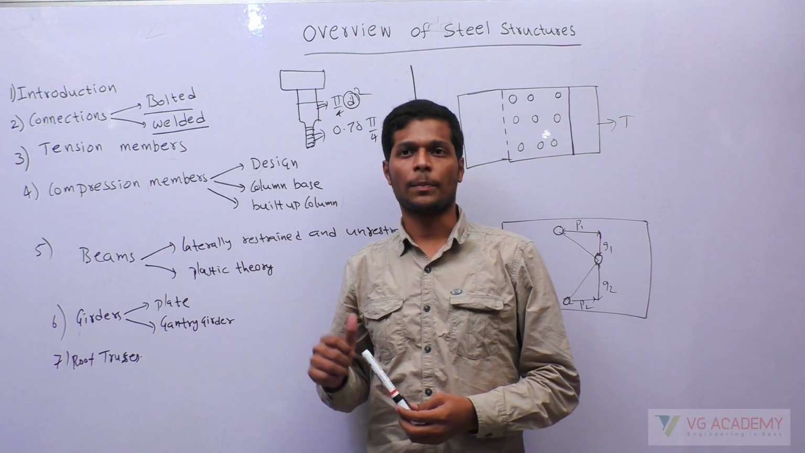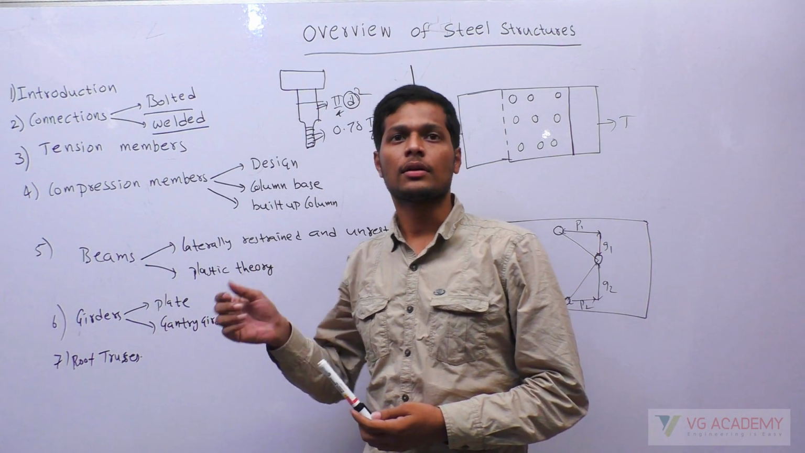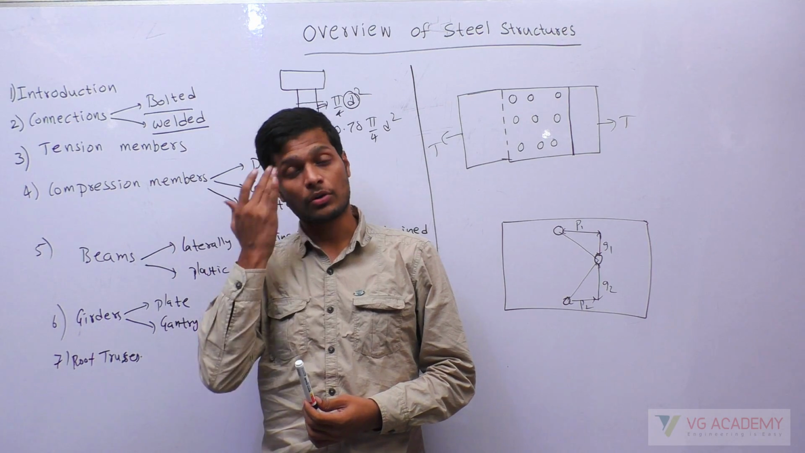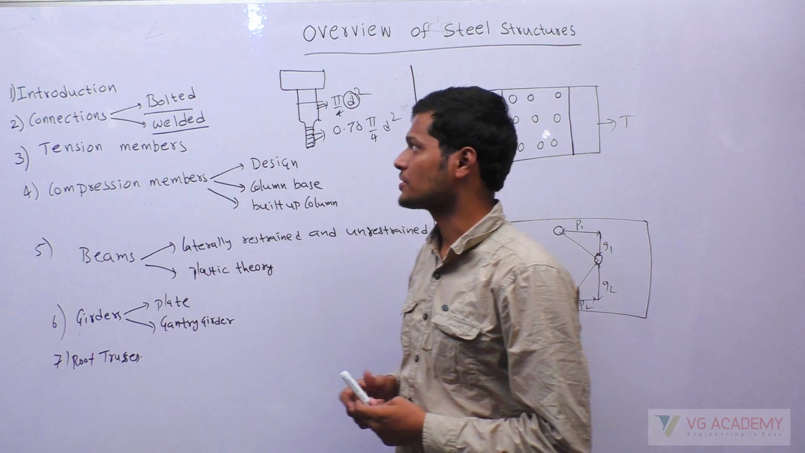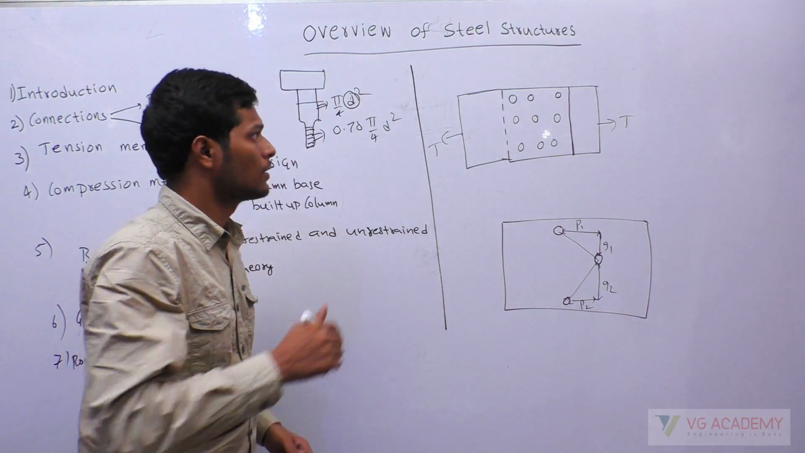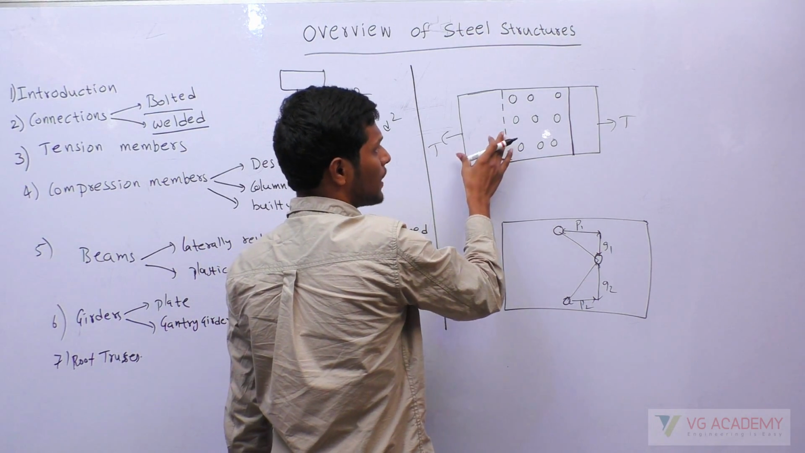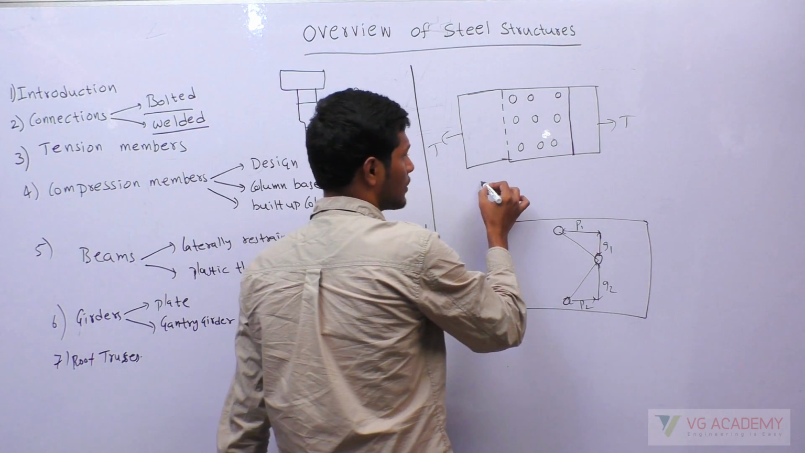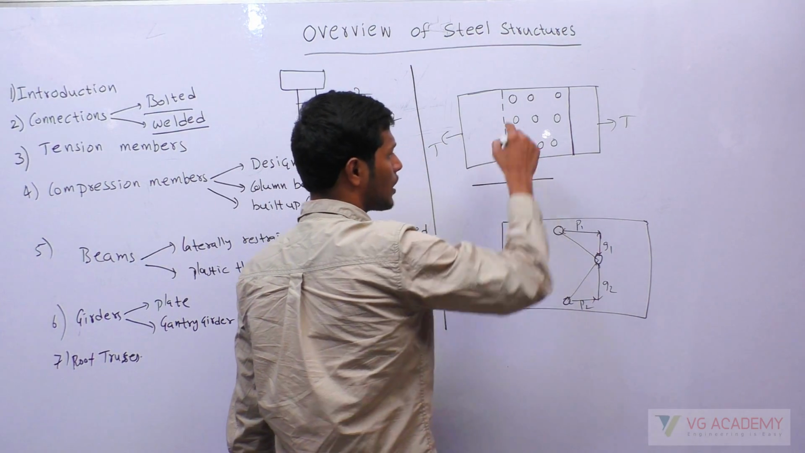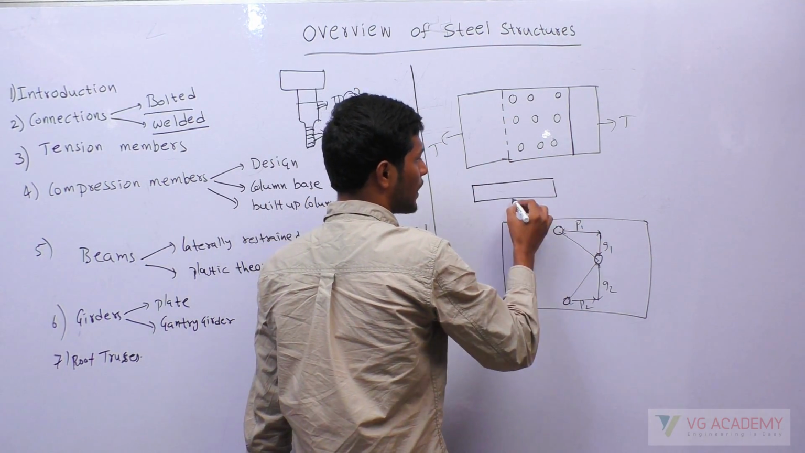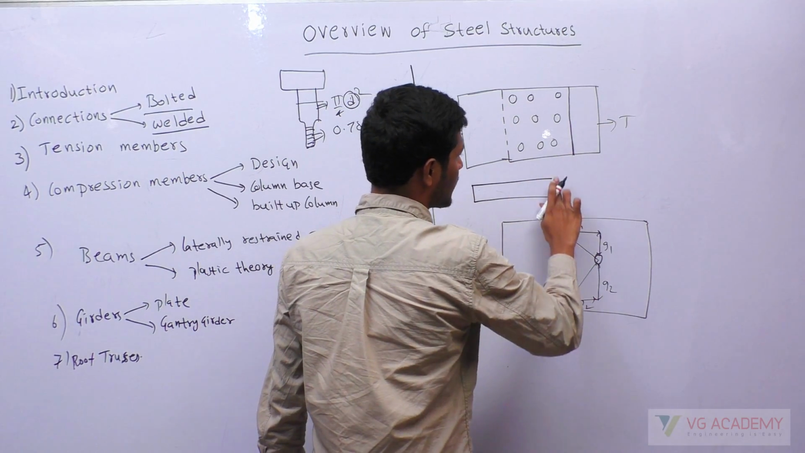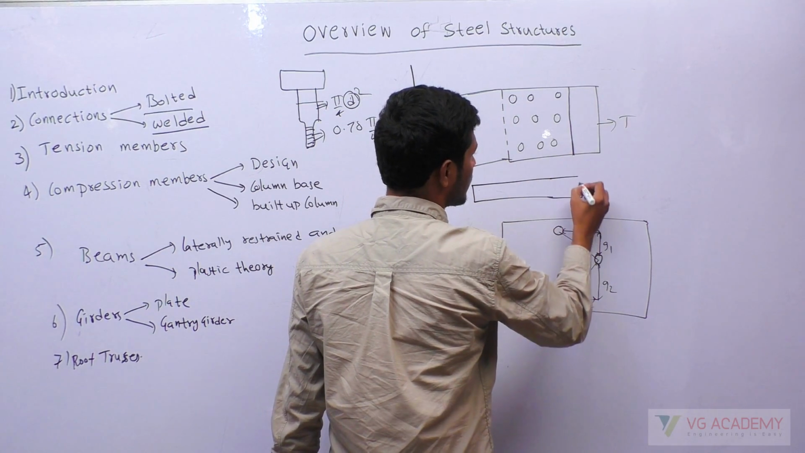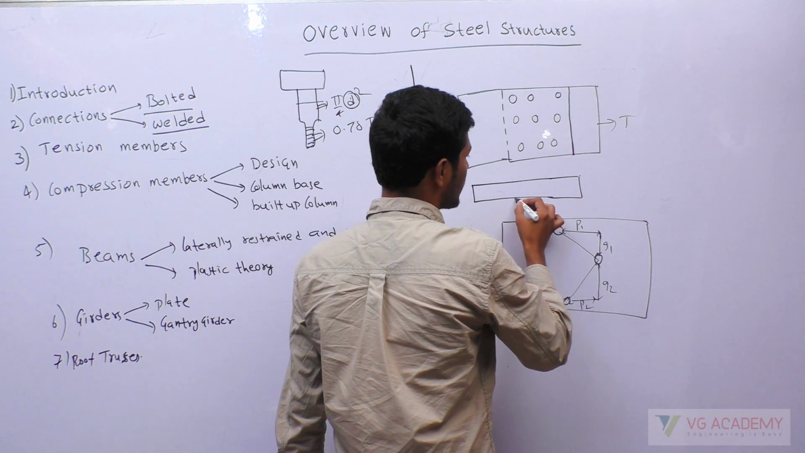Apart from the bolt hole diameter, we will see what other specifications we have to remember in bolted connections. Suppose one plate is connected to another plate like this, it is called a lap joint. I'll show you the front view. This is the top view, with two plates. This plate is ending here, and there will be another plate.